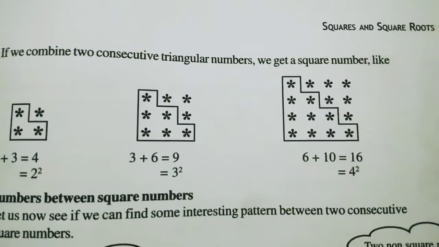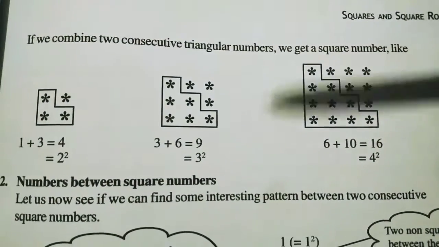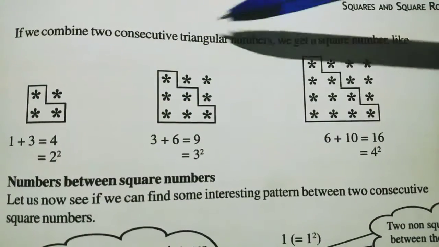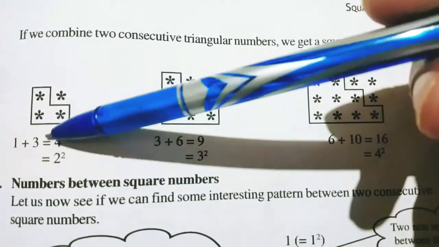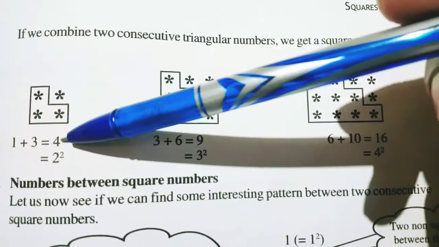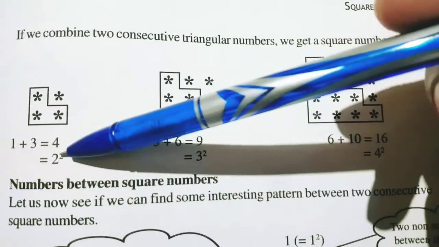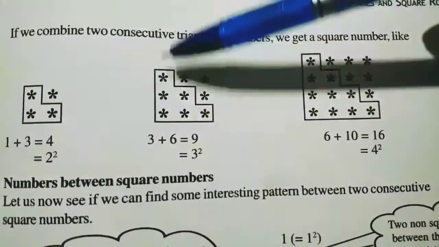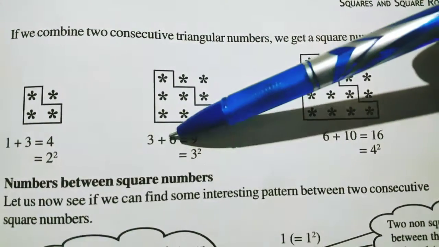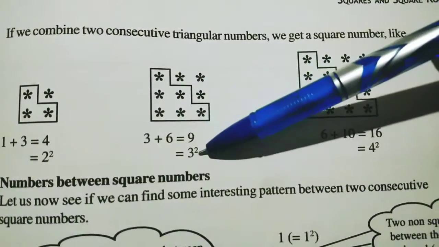In the next page, see, if you combine two consecutive triangular numbers, we get a square number like this. Consecutive triangular numbers are 1 and 3. When you add them, you get 4. So 4 is one square number, right? And again we are adding two consecutive triangular numbers, 3 and 6. Then we get 9. So again it is a square number.